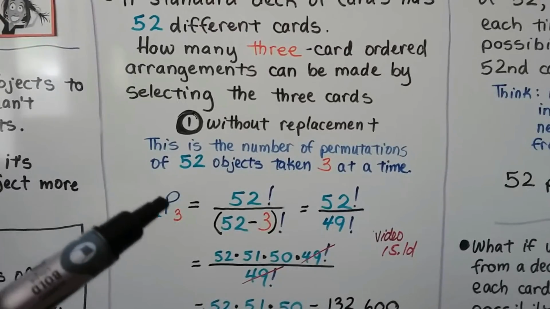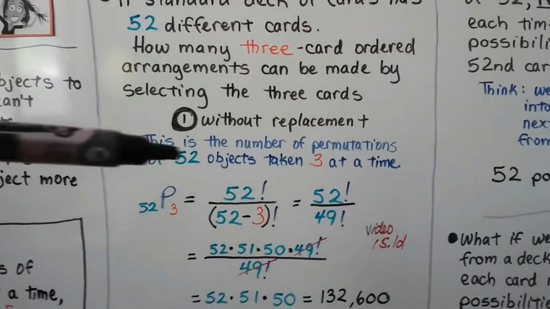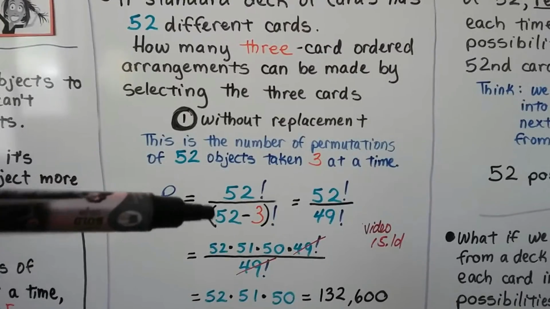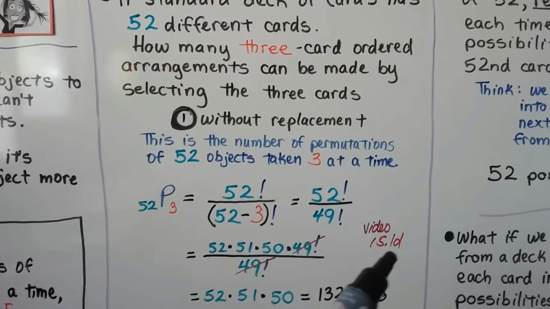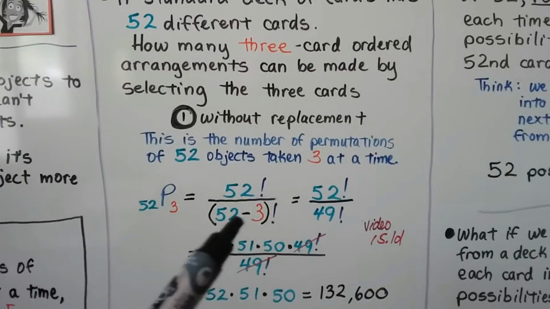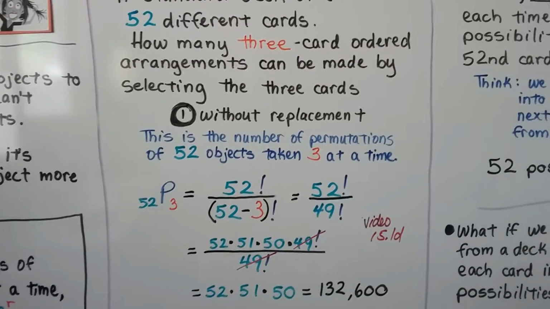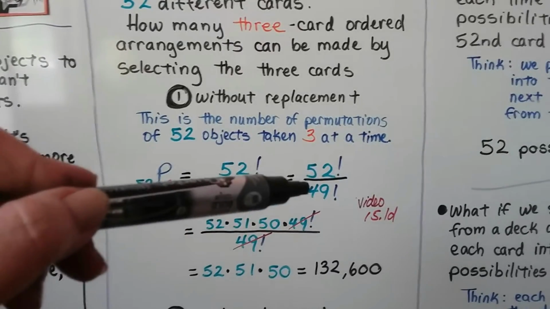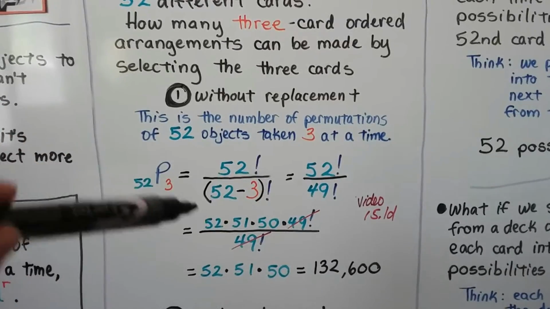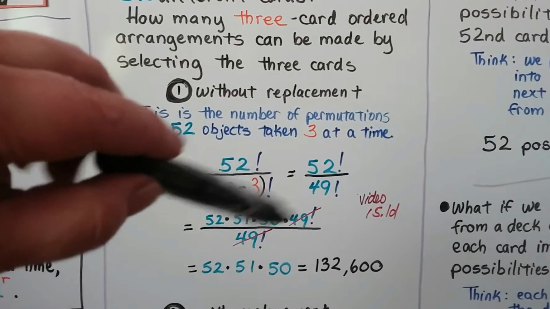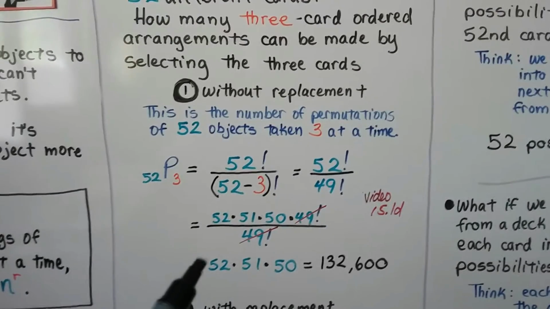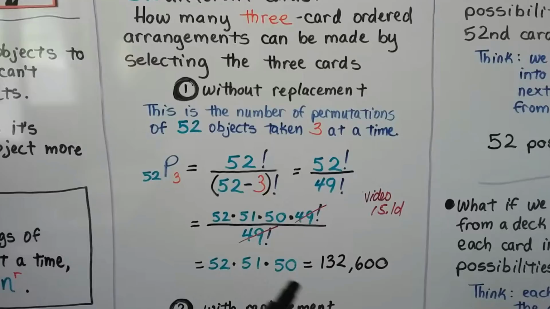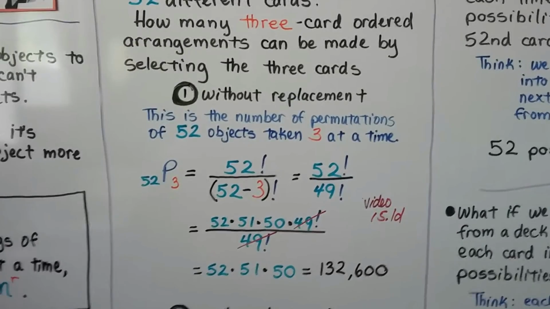So we have 52P3. That means we have 52 factorial over 52 minus 3 factorial from that theorem from that video. That means we have 52 factorial over 49 factorial, and we can expand this and write it with a factor of 49 factorial, then cancel out the common factorials, can't we? That leaves us with 52 times 51 times 50, which is 132,600.